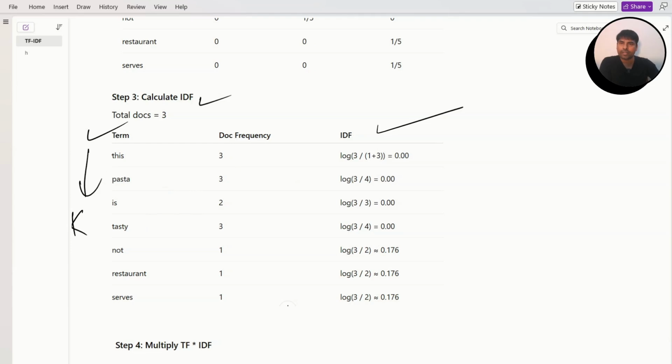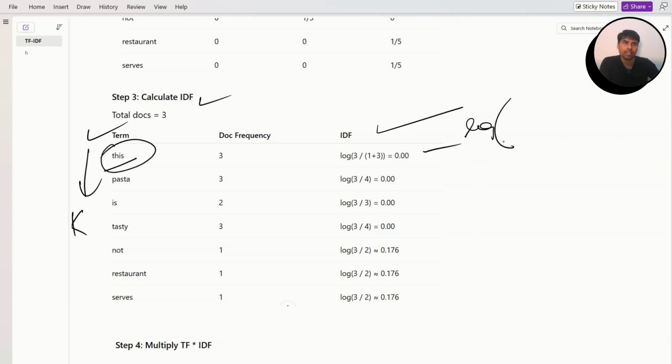For a given keyword, we have to find the IDF in the whole document. It is not document specific, like in D1, D2, D3. We will find it as a whole in a given corpus. So the formula for IDF says what?